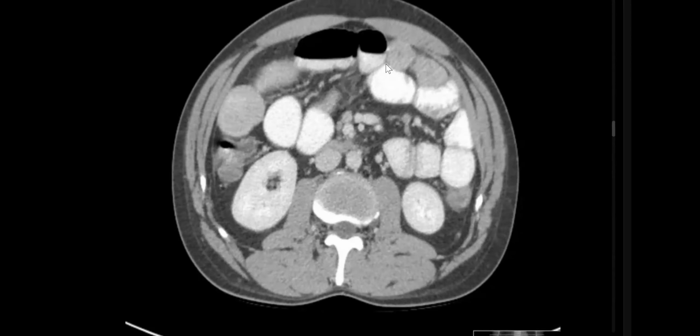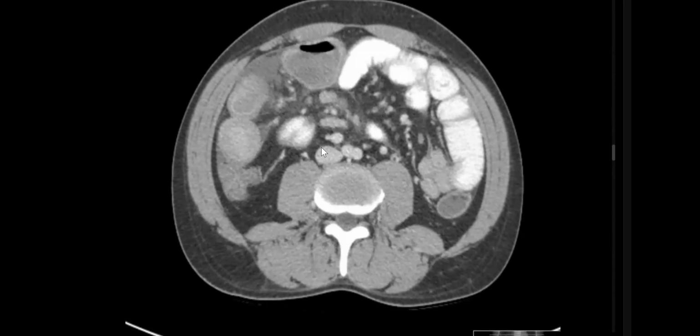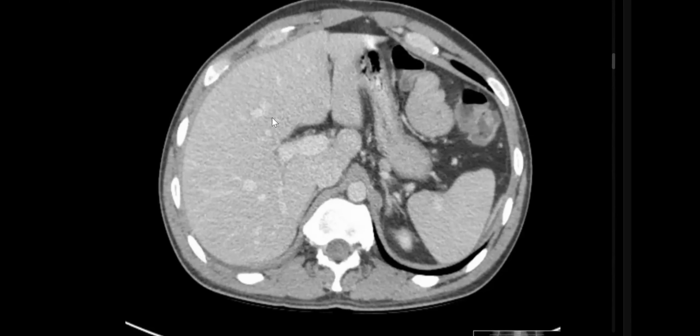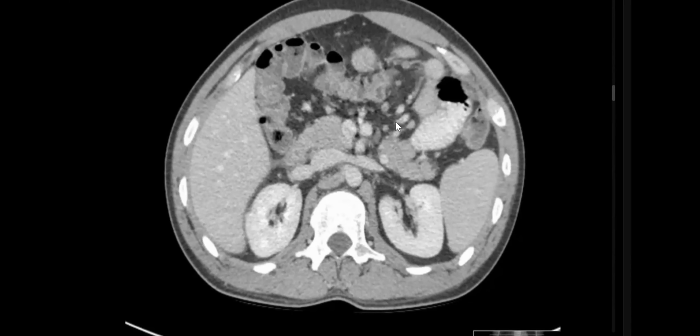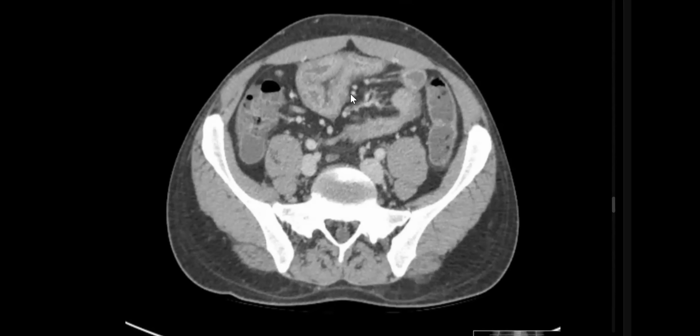No other areas of similar mural thickening. I'll comment on the vessels. I'll comment on the liver, no gallbladder stones. So it looks like an area of stricture of the terminal ileum with terminal ileitis. What else should you look for?